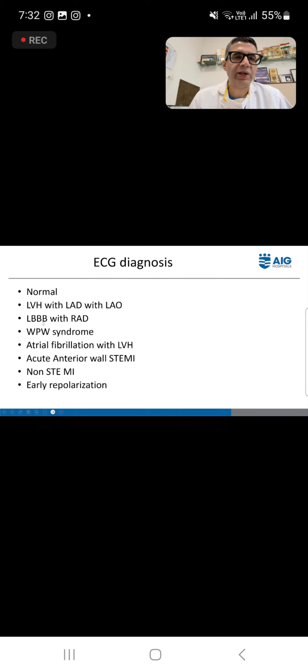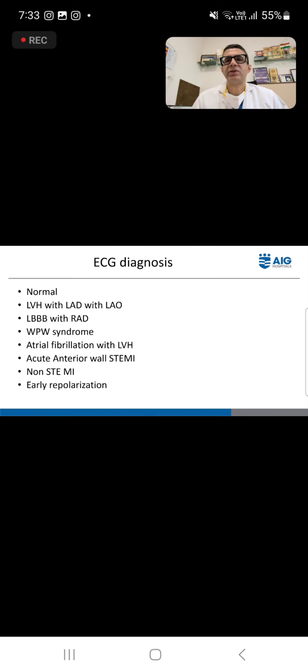All positive aspects of the ECG you are supposed to write, or the axis, whatever it is. Another patient might have left bundle branch block with a right axis deviation. A patient might have pre-excitation, WPW syndrome, and you might also want to tell from where that accessory pathway is coming. A patient might have atrial fibrillation with LVH also associated, so you say AFib with LVH. Acute anterior wall STEMI, non-ST elevation myocardial infarction, early repolarization. These are the different things you might want to write down as far as the ECG diagnosis is concerned. So that is how you describe the ECG.